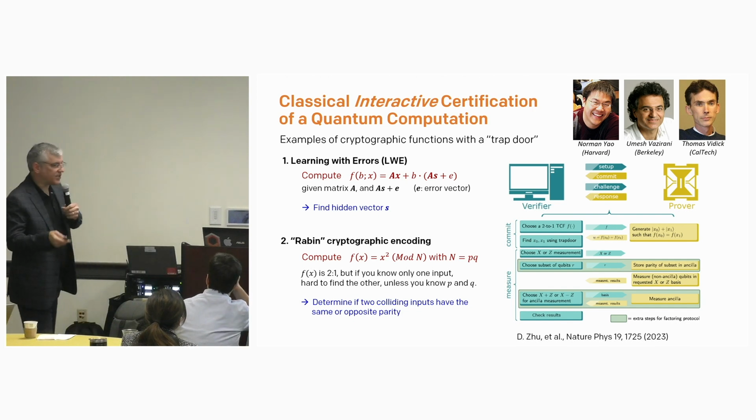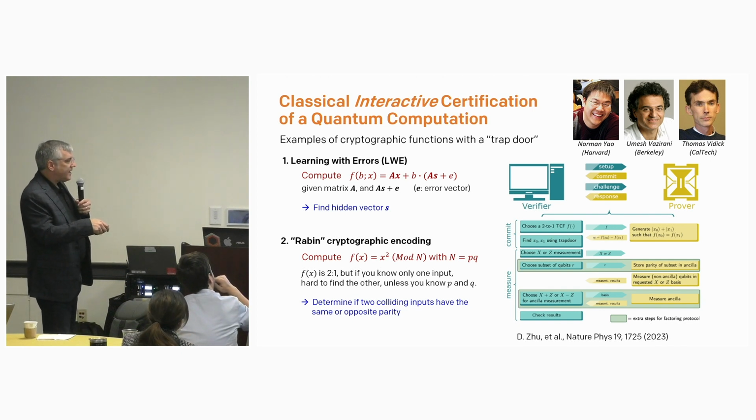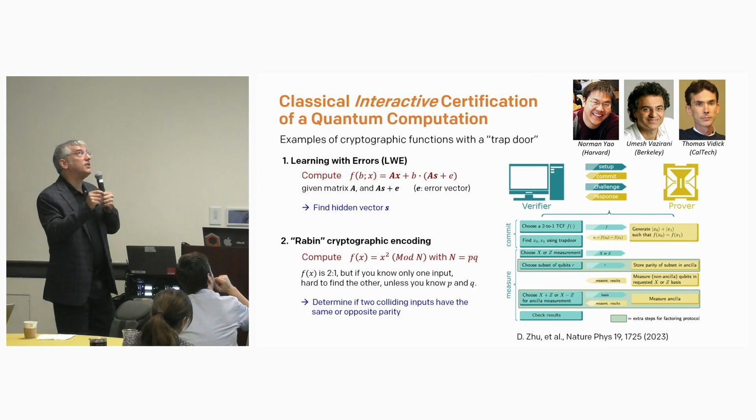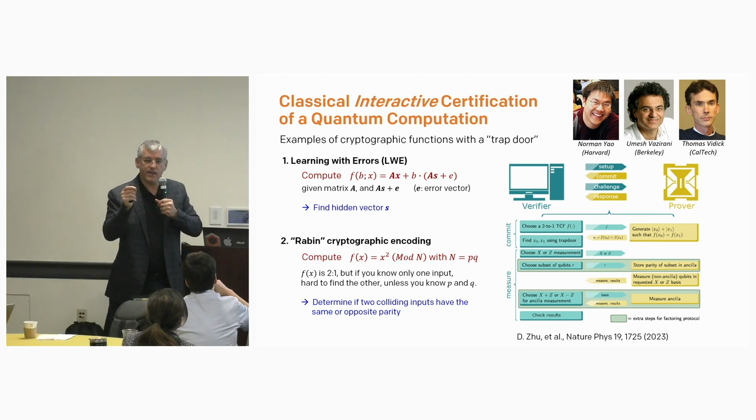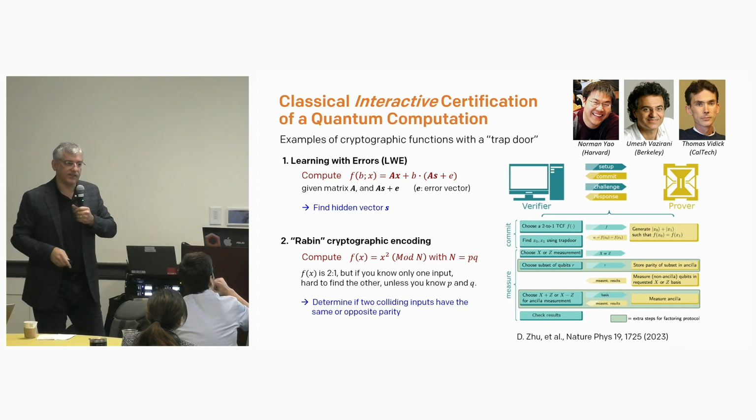And basically, there's a quantum circuit that with probability 3/4 can tell you whether the two colliding inputs have the same or different parity. Classically, that probability is 1/2. You just have to guess. It's like guesswork. So there's actually a line between quantum and classical. And so it's kind of interesting.